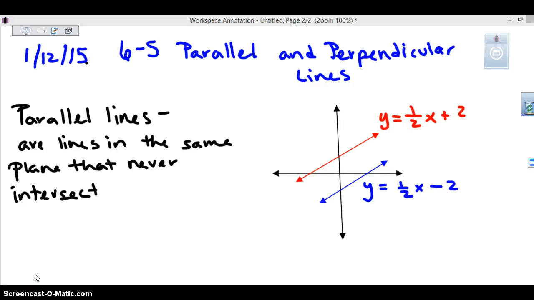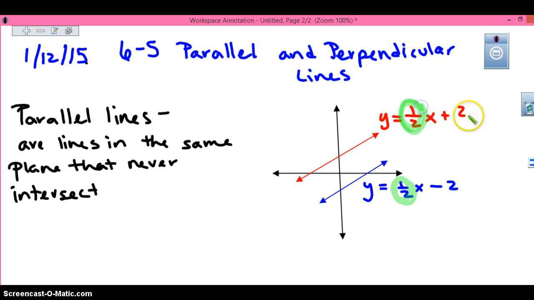So today we're talking about parallel and perpendicular lines. Parallel lines are lines in the same plane that never intersect. So for example, this red line, y equals 1/2 x plus 2, and this blue line, y equals 1/2 x minus 2. You can see that these lines have the same slope. Do you see that? They have the same slope and they have different y-intercepts.